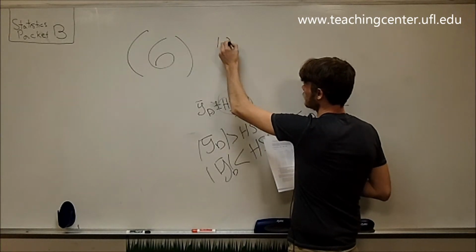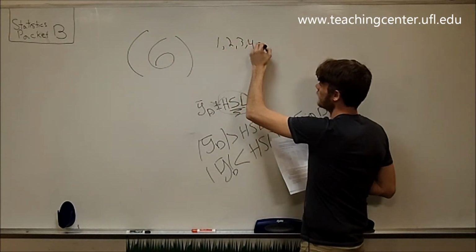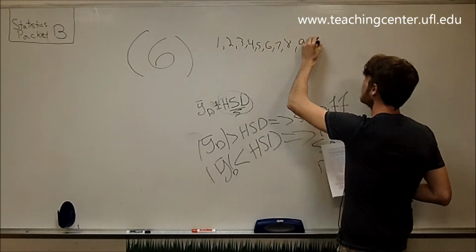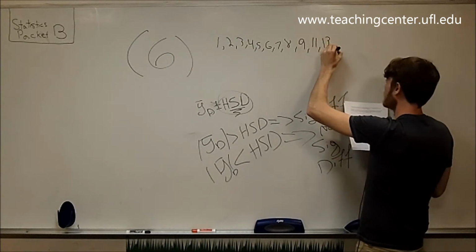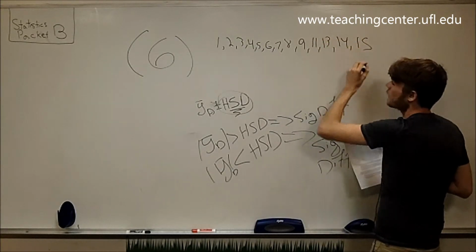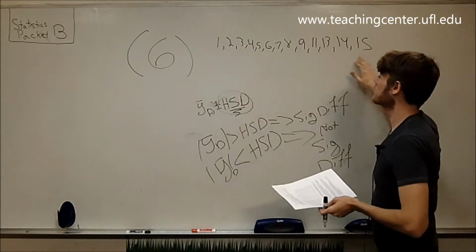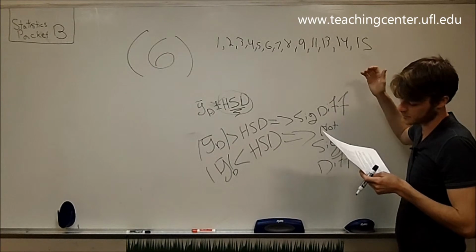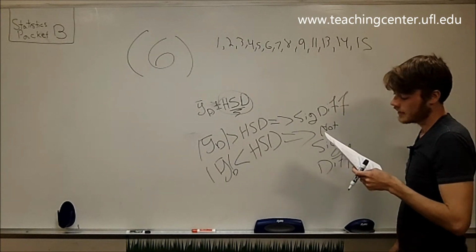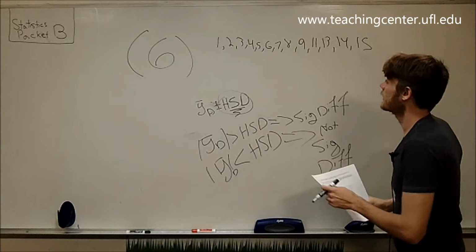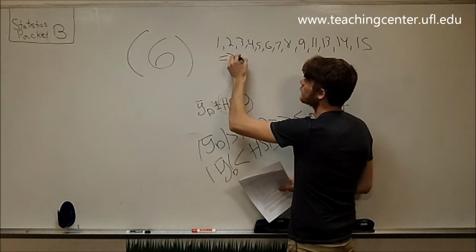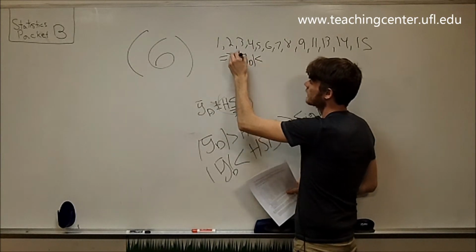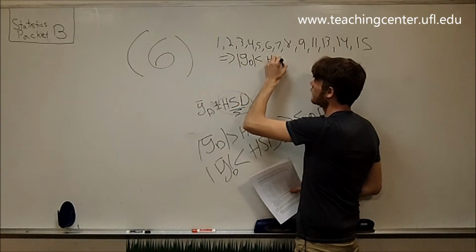You'll find that for intervals 1, 2, 3, 4, 5, 6, 7, 8, 9, 11, 13, 14, and 15, all of these intervals include 0. All of them go from negative to positive. And that means that those y bar d's, those differences, were less than HSD in absolute value.